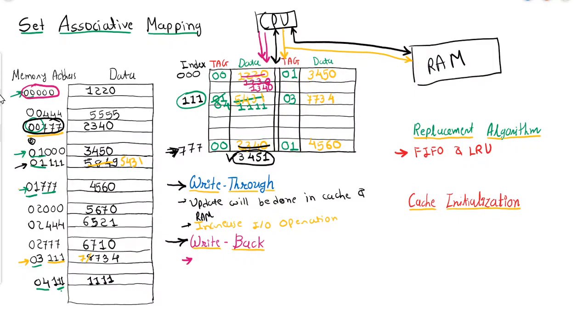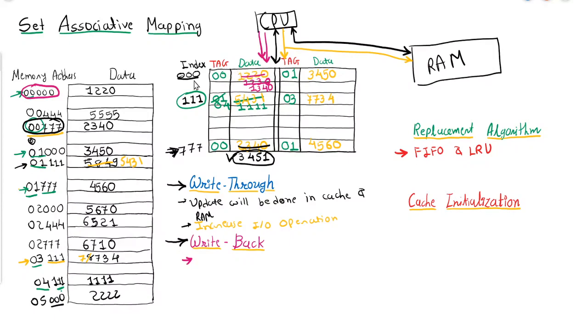Now let us assume that the CPU is executing some instruction on memory location 05000. The CPU wants to execute this instruction. So what will the CPU do? It will go to index 000, and first of all it will match the tag. It is not matching, so it will try to find an empty location. No empty location is available. Now this results in a cache miss, so the CPU will try to bring this value into the cache memory.